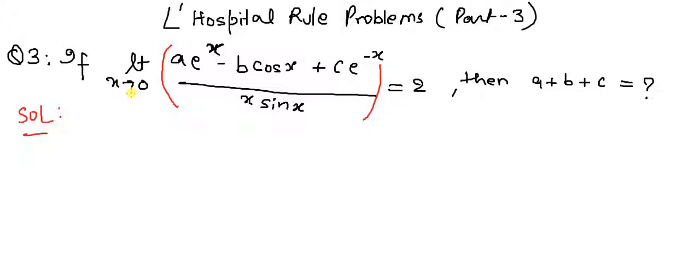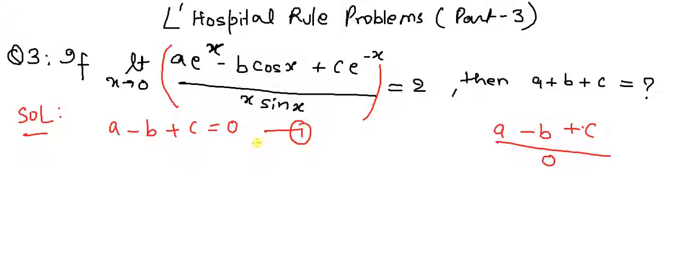We'll check that. We put x equals 0 in the whole function. You'll see e to the power 0 will be 1, so you'll see a minus b cos 0, that will be 1, a minus b plus c whole divided by 0. So obviously if the denominator is 0, then the numerator should be 0 to follow the L'Hospital's rule method. So we can draw an inference from here, and that will be that a minus b plus c should be 0. This is our first equation.